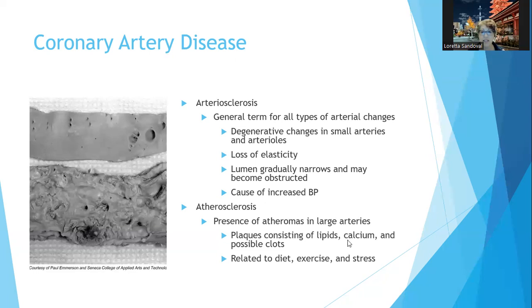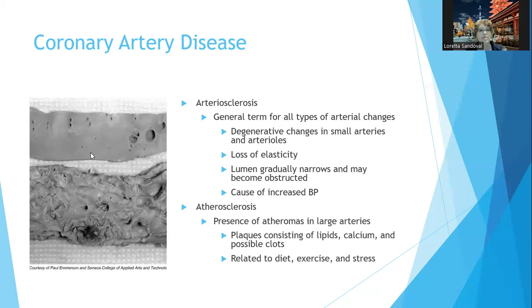Atherosclerosis is slightly different. It's the presence of atheromas in large arteries. Atheromas are plaques consisting of lipids and calcium and possibly clots. And atherosclerosis can be related to diet, exercise, and stress. So if you have a poor diet and you don't exercise and you're under stress, your arteries could look like the one on the bottom here.